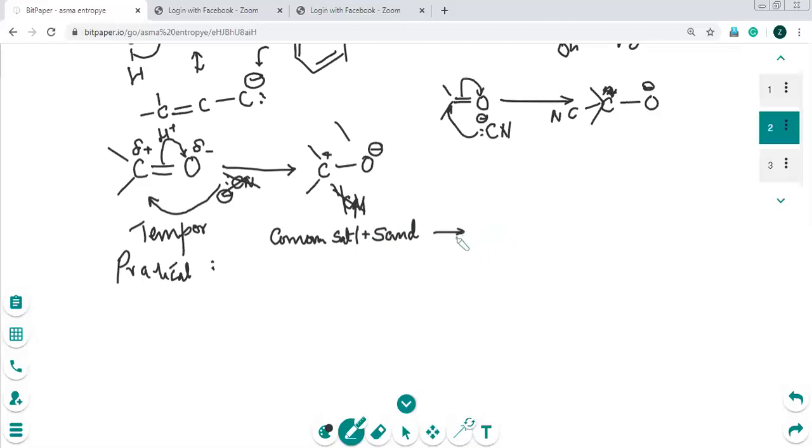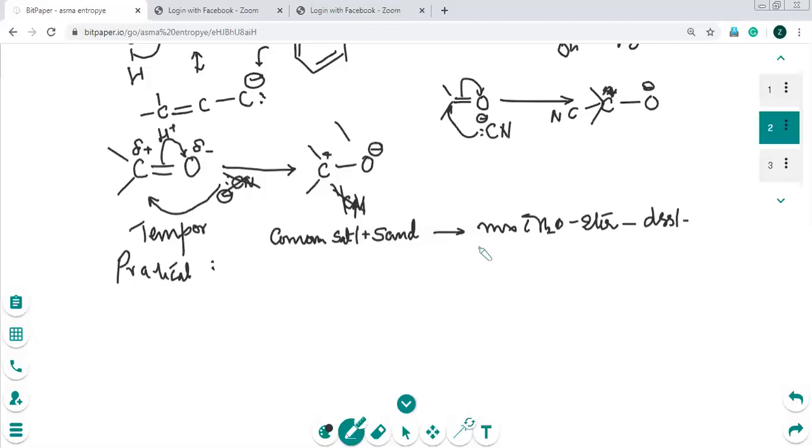Mix it with water and stir it. So the common salt will get dissolved, but if you leave it undisturbed for a while, the sand will settle down. Good. You can remove that by filtration.